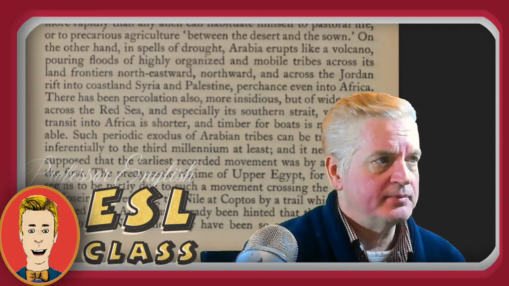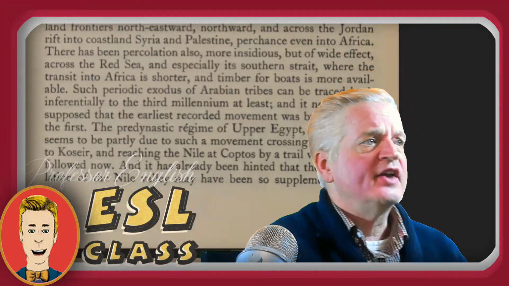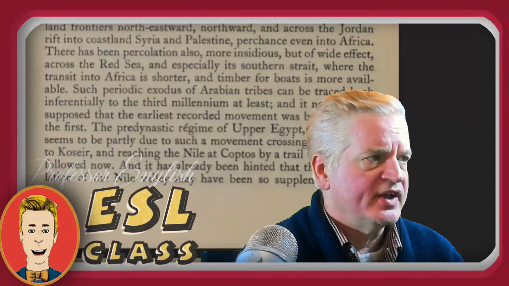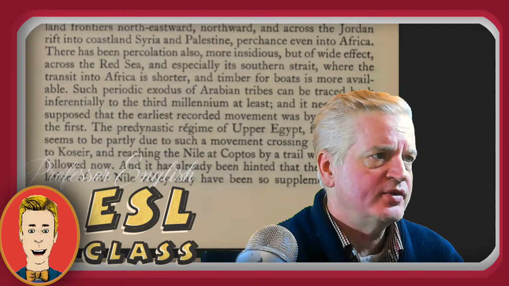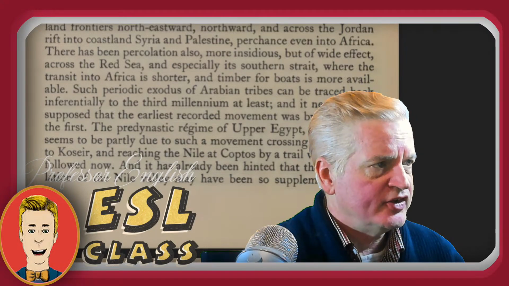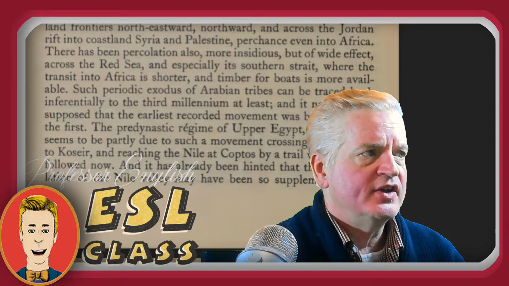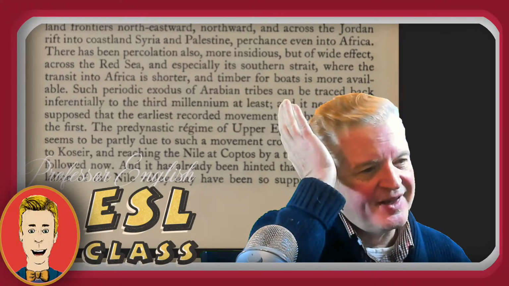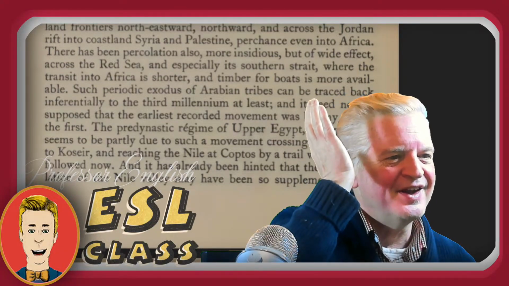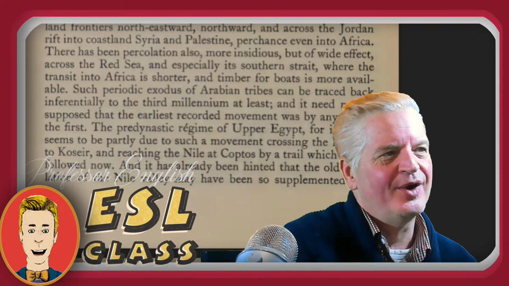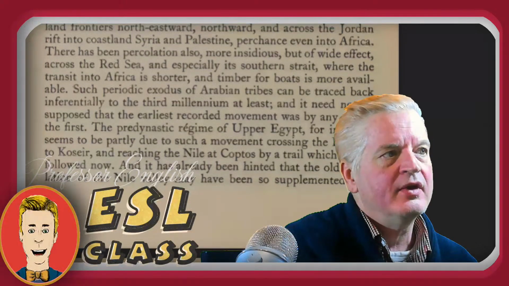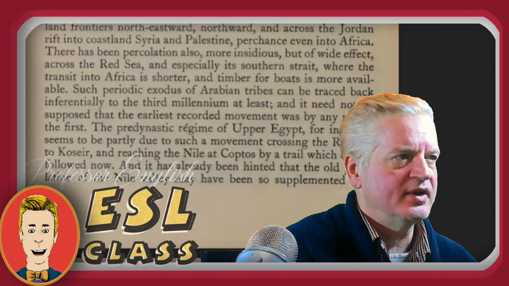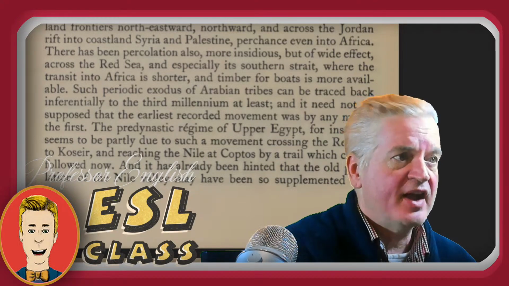possibly even as far as Africa. There has been percolation also more insidious, but of wide effect across the Red Sea, and especially its southern strait, where the transit into Africa is shorter and timber for boats is more available. And this word timber, if you don't know, because I'm just sort of assuming you're not a native English speaker, maybe you are, but timber always refers to wood. So it was easier to find wood outside of the Arabian Peninsula, it seems, is what they're saying. In Africa, actually.